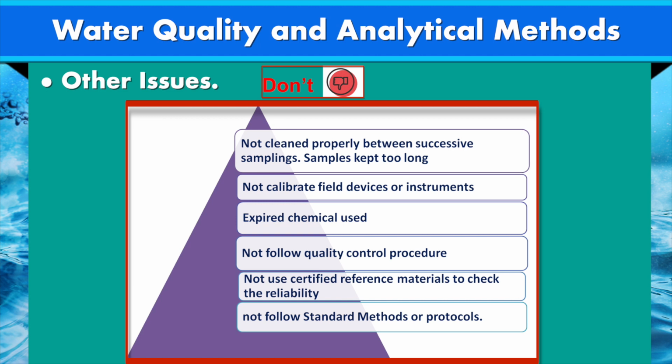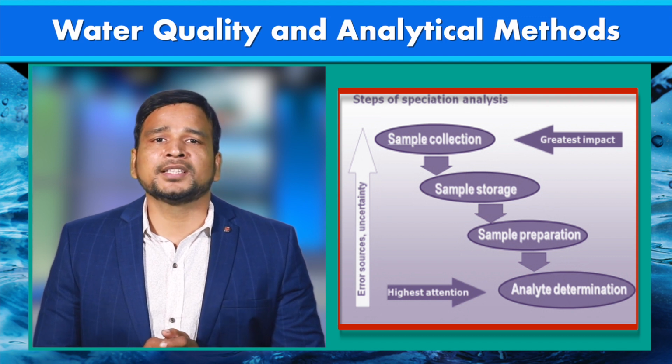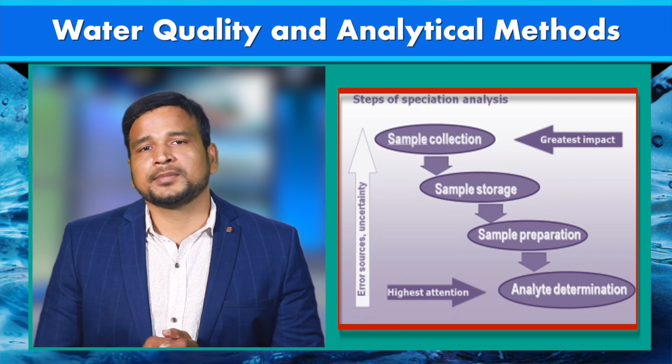Many times students and scientists fail to calibrate field devices or instruments at the required frequency before analysis. Expired chemicals should not be used. Due to cost and logistic issues, many labs do not follow quality control procedures and use certified reference material to check the reliability of a dataset. Besides, many labs do not follow standard methods or protocols for the examination of water samples.